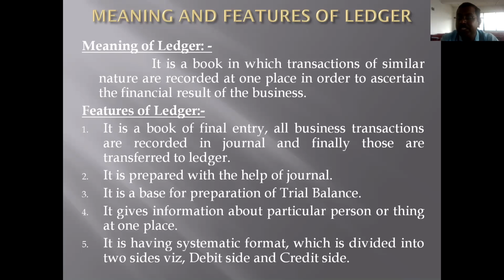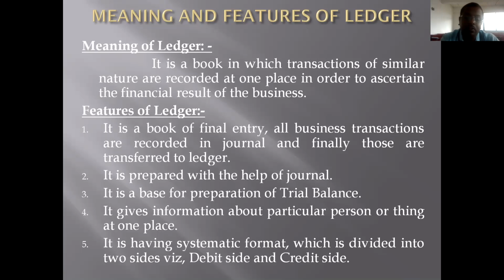For example, there is a ledger account called Pradeep's account. Understood? So you will get to know the status of Pradeep by seeing that particular ledger account, meaning he is your debtor or he is your creditor. You will understand this only by seeing the ledger account. Here the ledger gives complete information about a particular person or a particular thing at one place. That is one more important feature.